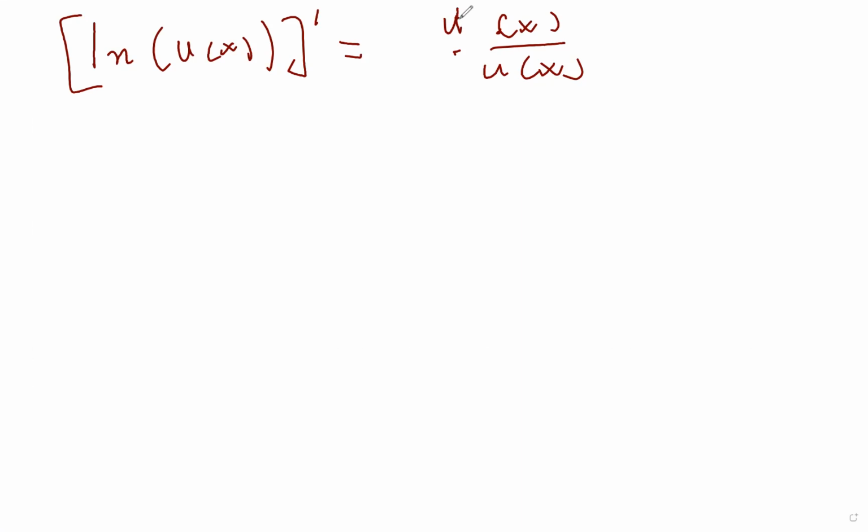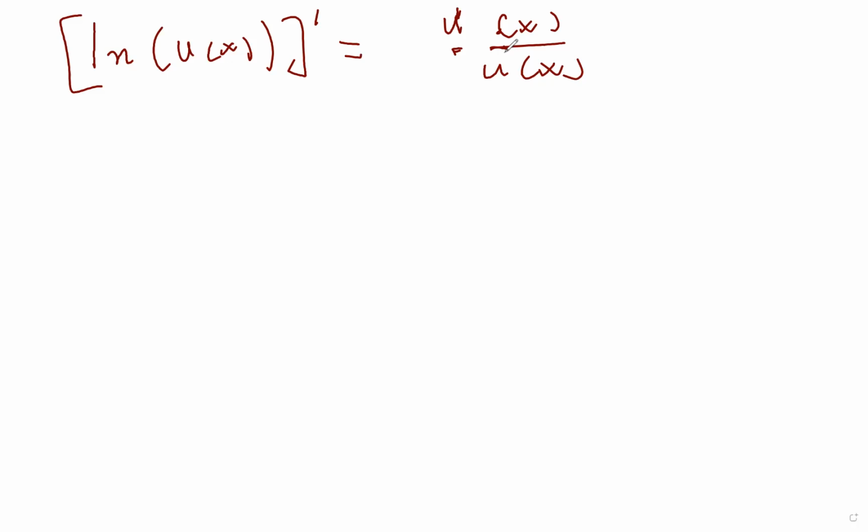Hi, in this short video, I will explain some common mistakes related to the antiderivative of some function giving rise to a logarithmic function. So let me start first by recalling the derivative of the ln function. If we have ln of u of x, its derivative is equal to u prime of x over u of x.